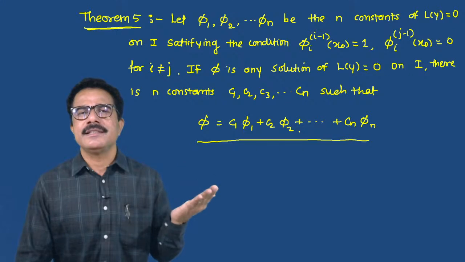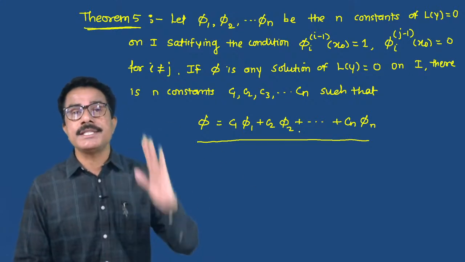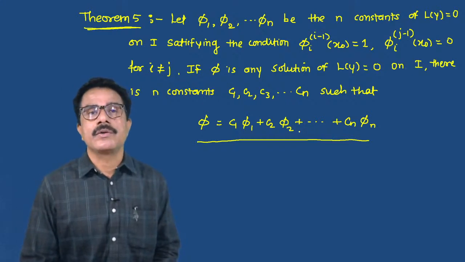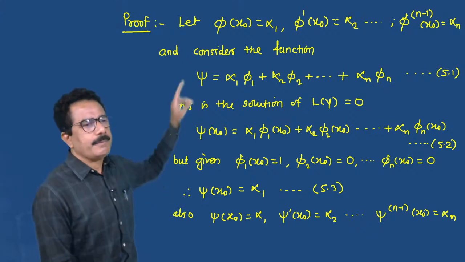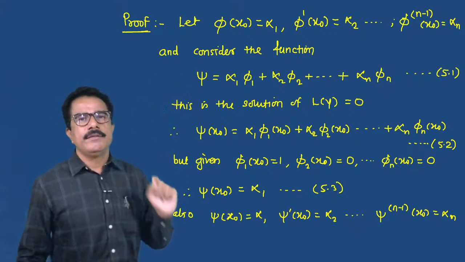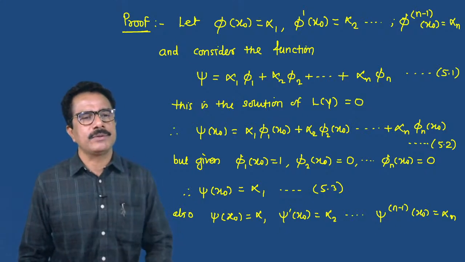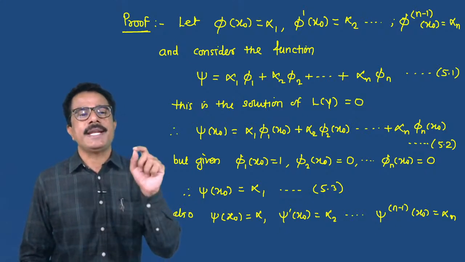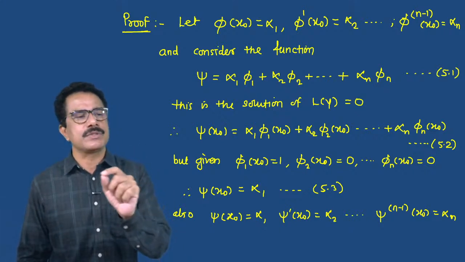As we have seen the theorem in the homogeneous differential equation with constant coefficients. Okay, now see this, let phi(x0) = alpha1, phi'(x0) = alpha2, ..., phi^(n-1)(x0) = alpha n.